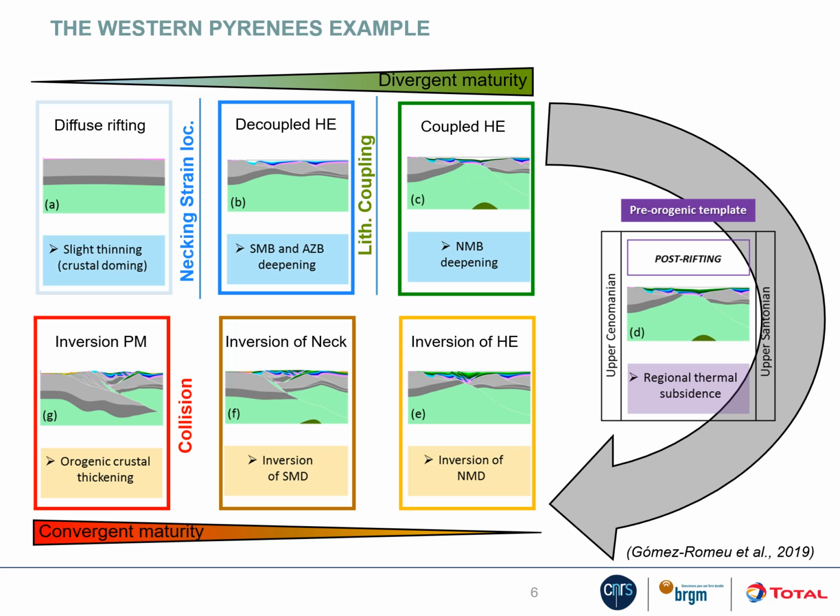What we learned from our modeling results is that convergence is characterized first by the reactivation of the hyperextended rift basin, followed by the inversion of the necking domain, which leads to the recovery of normal thickness continental crust, and finally by the reactivation of the proximal domain, which leads to the crustal thickening of the Western Pyrenees.